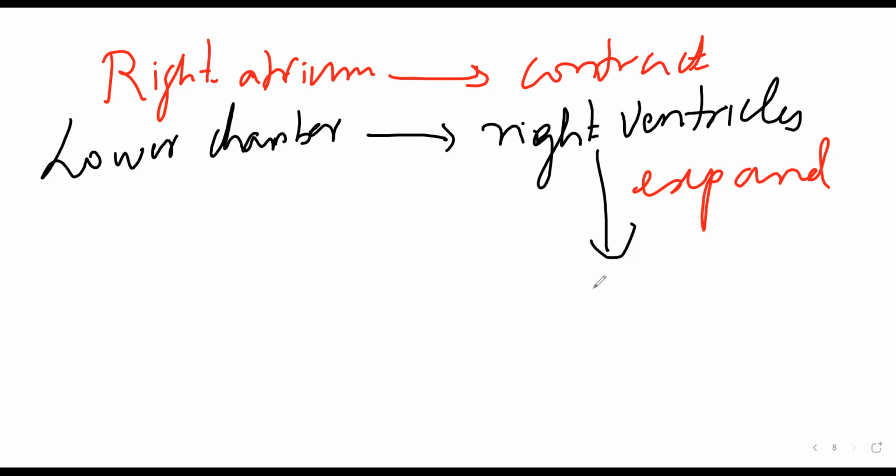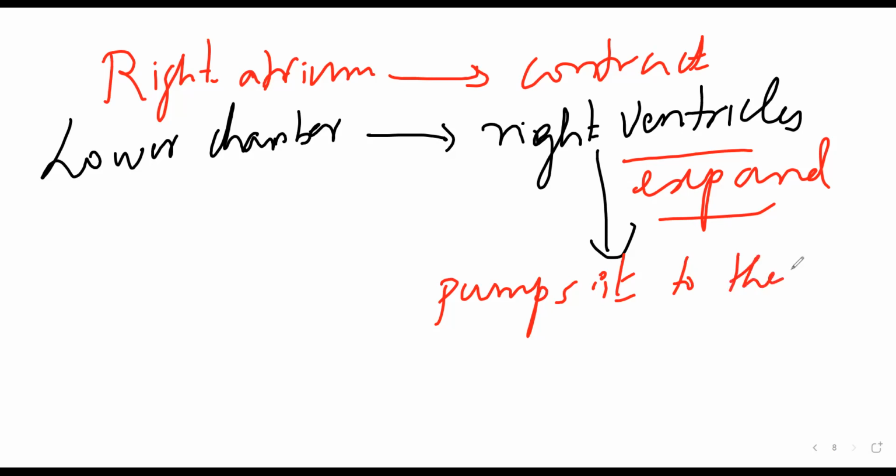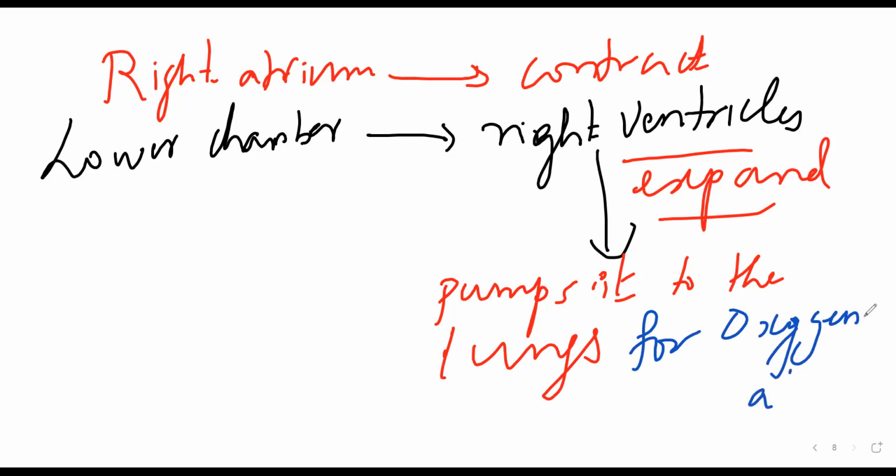And what happens now? The right ventricle expands. So the right atrium is now in contraction mode, right? If it is contraction, what happens? It transfers the blood to the right ventricle, which is expanding, which in turn pumps it to the lungs. So this pumps the blood to the lungs for oxygenation.